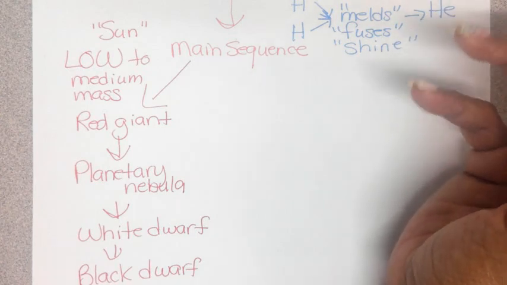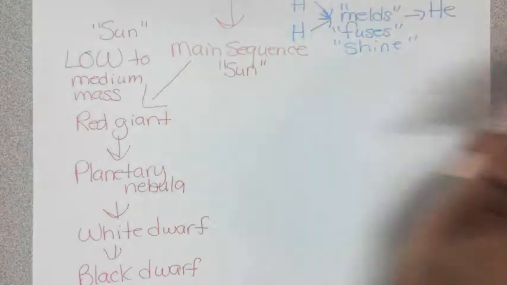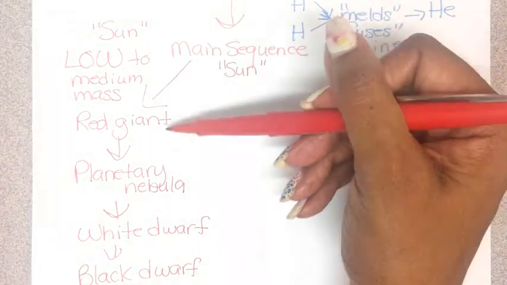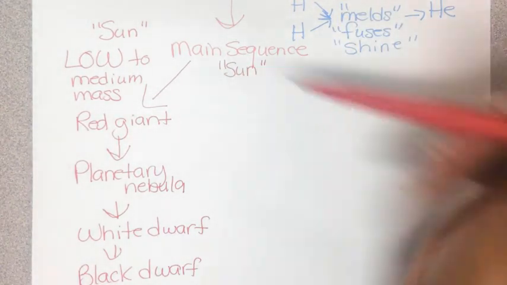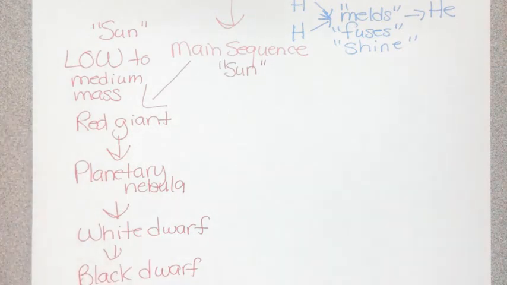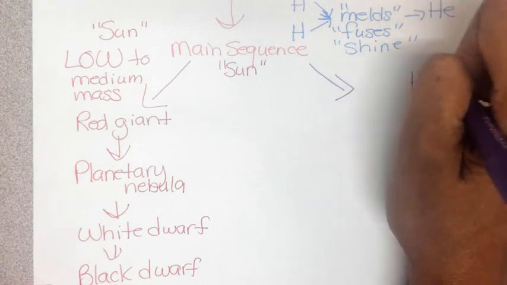Right now, at this very moment, our sun is in the main sequence. It is an average mass yellow star in the main sequence. And this is the path that it's going to take, because it is a low or medium mass star. Okay, now your more massive stars, your high mass stars, will take this path. So we're going to label this high mass stars.